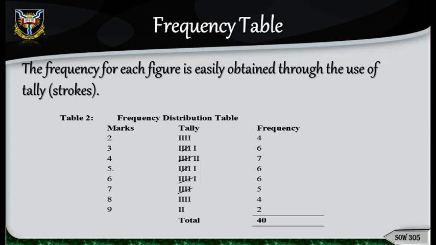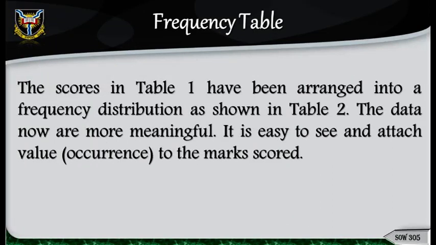For example, prepare the data in Table 1 into a tally and frequency table. The scores in Table 1 have been arranged into a frequency distribution as shown in Table 2. The data now are more meaningful. It is easy to see and attach value, occurrence, to the marks scored. Frequency distribution thus presents the scores in such a way as to facilitate ease of understanding and interpretation.